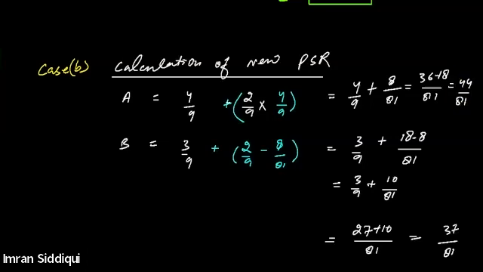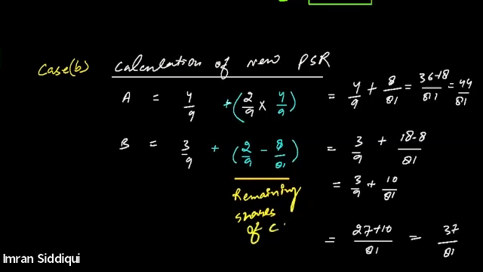Yes, sir. Okay. And we will do the same calculation for B. So this is the existing ratio of B, 3 by 9. And what the question is saying, after transferring 4 by 9 in the favor of A, the remaining has to be transferred to B. So we will have to find out the remaining share of C. 2 by 9 minus 8 by 81, we will get the remaining. This is how we will get the remaining share of C.